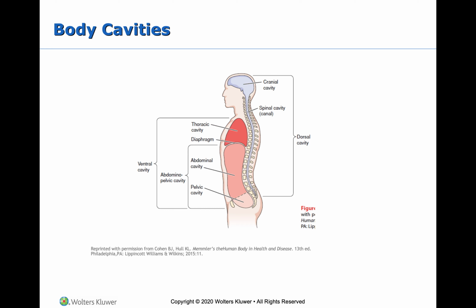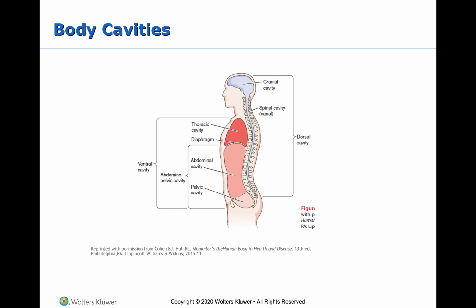Okay, and then we have your body cavities. Body cavities are basically hollow spaces within your body that house certain organs. Your cranial cavity houses the brain, and your spinal cavity houses the spinal cord. Together, the cranial and spinal cavities are considered the dorsal cavity because it's on the back side of you. Your thoracic, pelvic, and abdominal cavities all together are considered your ventral cavity, the front side of you.